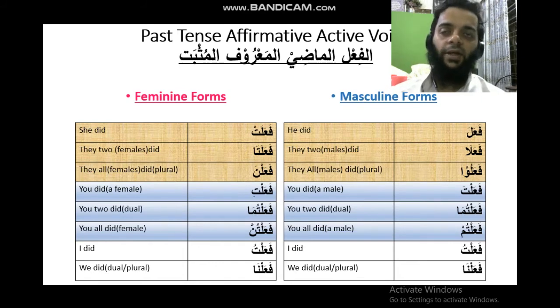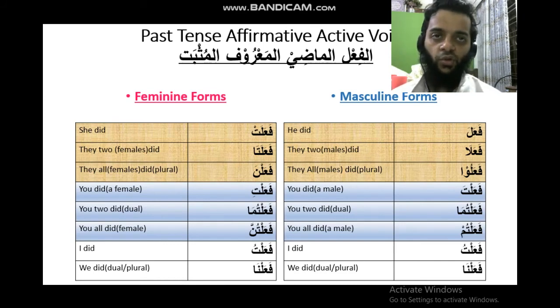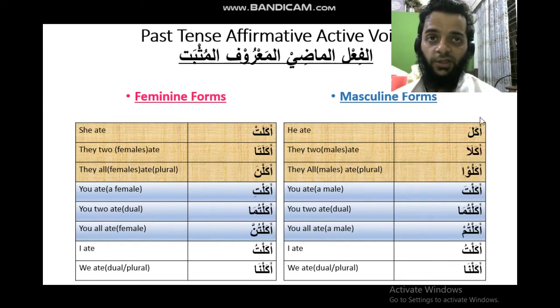So try to memorize this, or just read it a few times or listen to the way I read it. Just try to listen to it a few times and see this chart. Once you memorize this, you can practice it with other verbs. So here I am giving you an example with another verb. Akala means he ate.